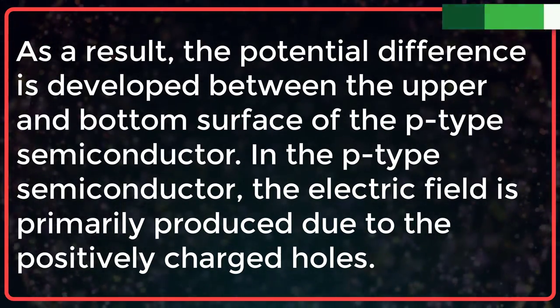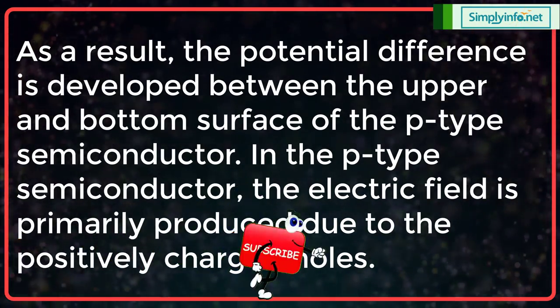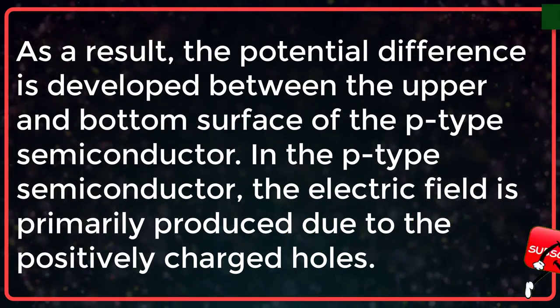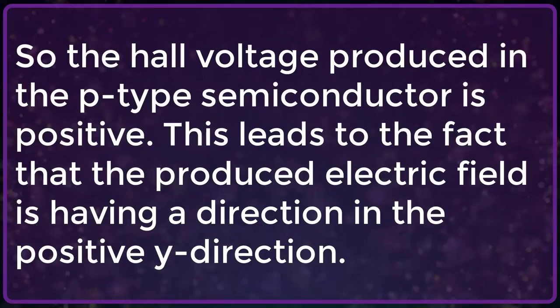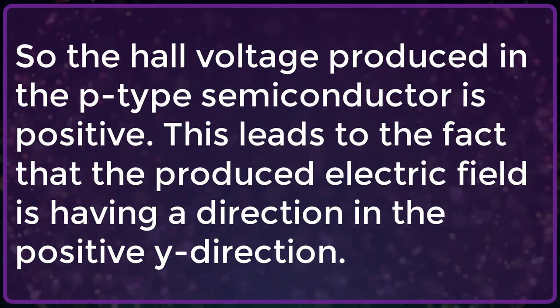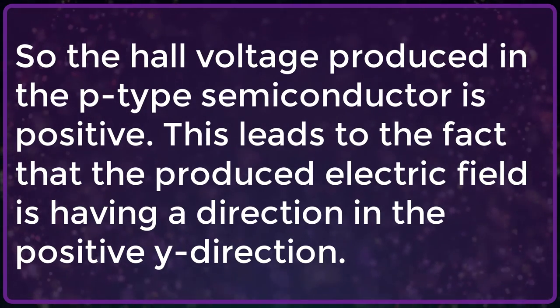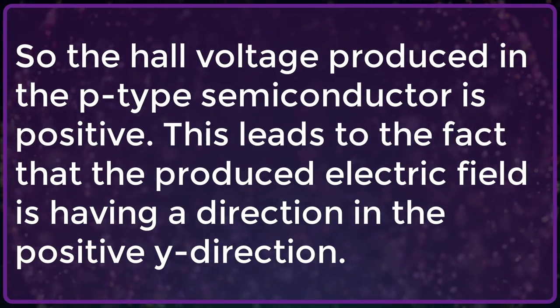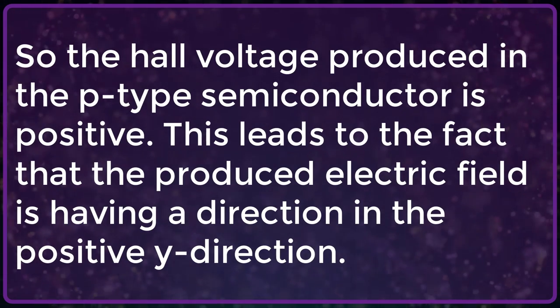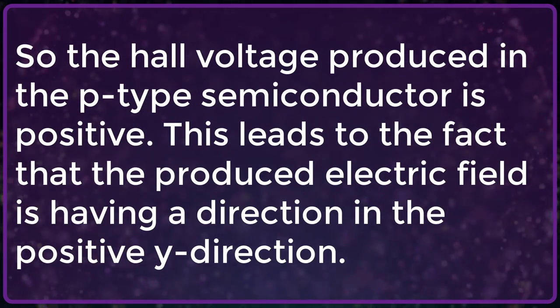In the P-type semiconductor, the electric field is primarily produced due to the positively charged holes. So, the Hall voltage produced in the P-type semiconductor is positive. This leads to the fact that the produced electric field is having a direction in the positive Y direction.